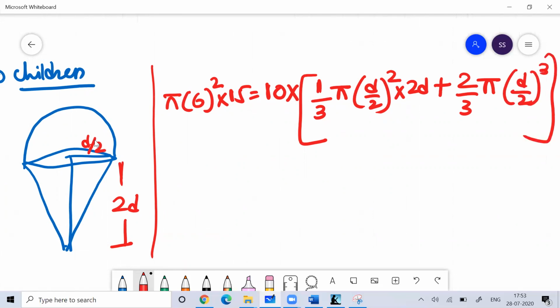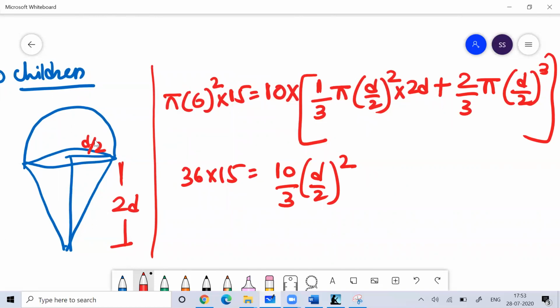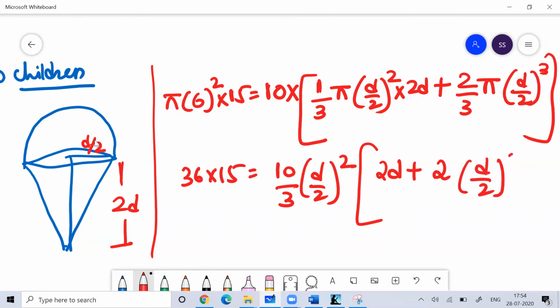So you can cancel pi. So this is 36 into 15, that is equal to 10. Pi gets cancelled. Then what I can do, I can take d by 2 square common. I can take 3 common. Okay, pi gets cancelled. So 1 by 3 I put outside, pi I put outside, d square. This is 2d left inside, 2d plus this is 2. This is 2 pi 3d square. Everything I put outside. This is d by 2.